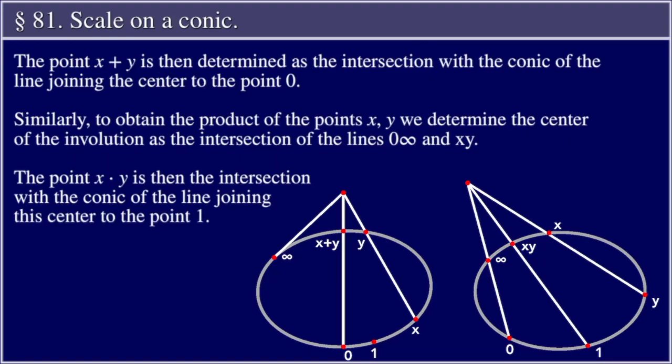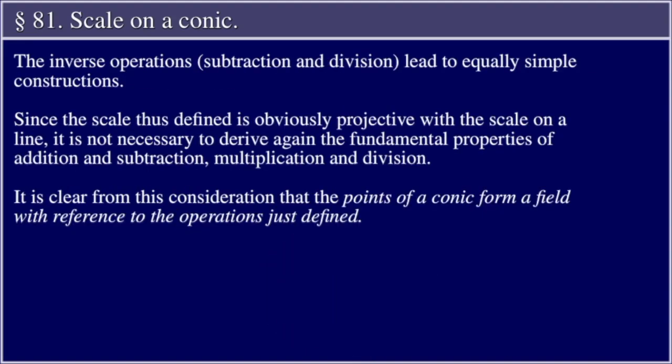The point x plus y is then determined as the intersection with the conic of the line joining the center to the point 0. Similarly, to obtain the product of the points x, y, we determine the center of the involution as the intersection of the lines 0, infinity, and x, y. The point x dot y is then the intersection with the conic of the line joining this center to the point 1. The inverse operations, subtraction and division, lead to equally simple constructions.